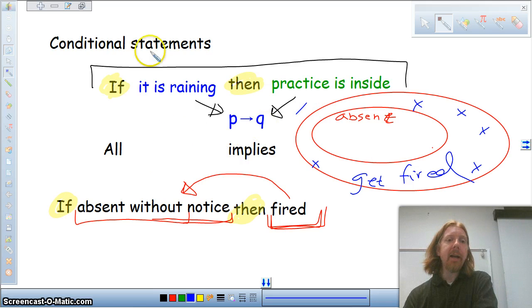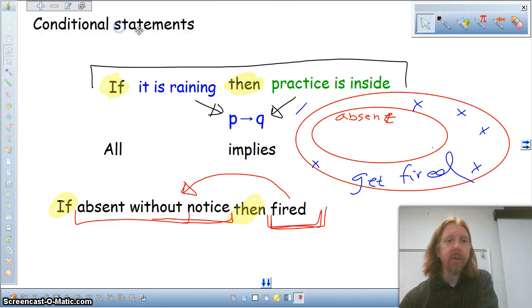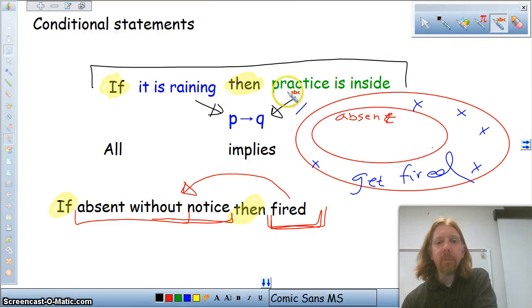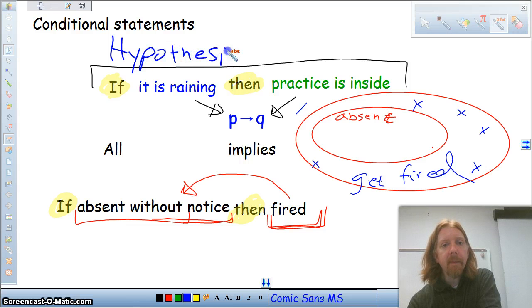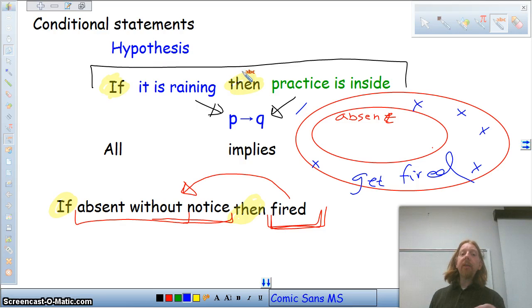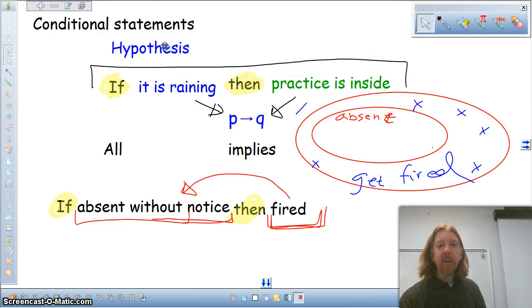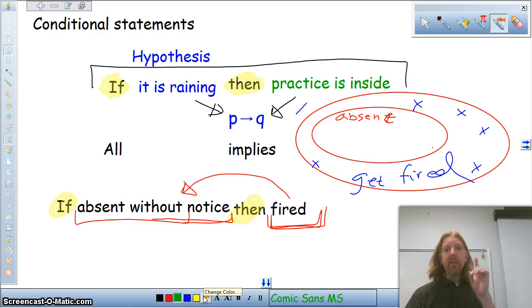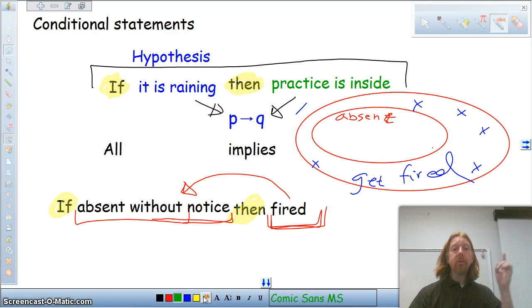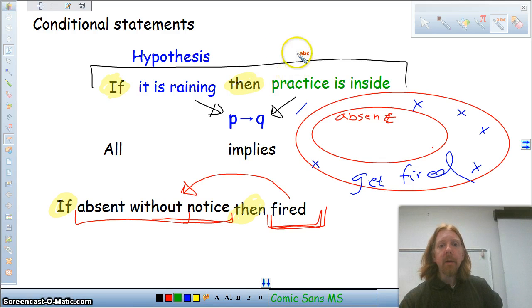Now, one other thing I want to add on to this card of ideas here is the idea that these parts have names. We call the if part of the statement the hypothesis. Now be very careful. In the context of logic, hypothesis does not mean educated guess like it does in science. I'm willing to bet on our first quiz of vocabulary, somebody is going to say that hypothesis is an educated guess. Don't be that somebody. Practice inside, the then part, we call the conclusion.